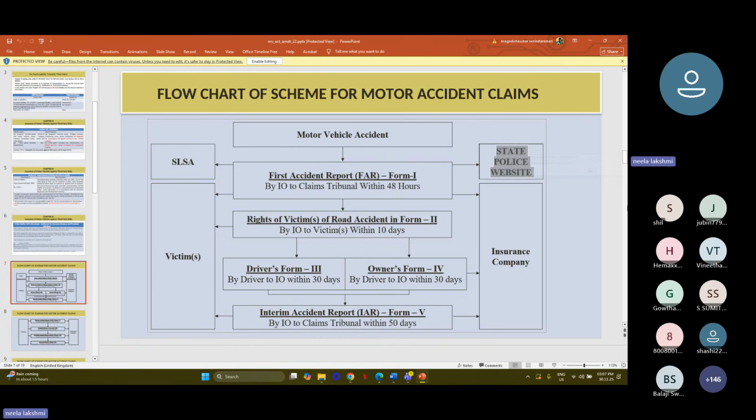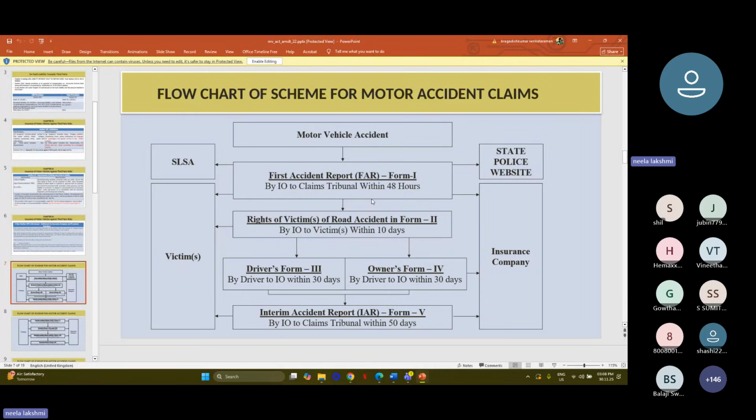FIR is prepared by the IO. It is given to the SLSA, State Legal Services Authority. It is uploaded in the police website. It is given to the victims as well as to the insurance company. The FIR is circulated to all the concerned parties: SLSA, State Police website, Claims Tribunal, insurance company, as well as the victims.